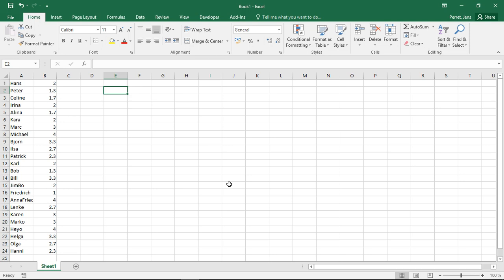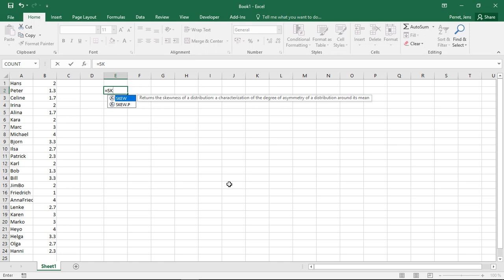Skewness describes whether we have more smaller or more larger values. So if I have more smaller values, I'm also calling this rightward skewed. If I have more larger values, I'm calling this leftward skewed. And well, how do we actually calculate this? Well, for this we have the so-called skew function. Here we have skew and skew p.